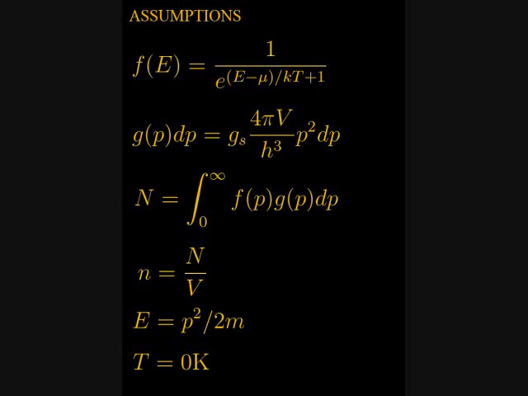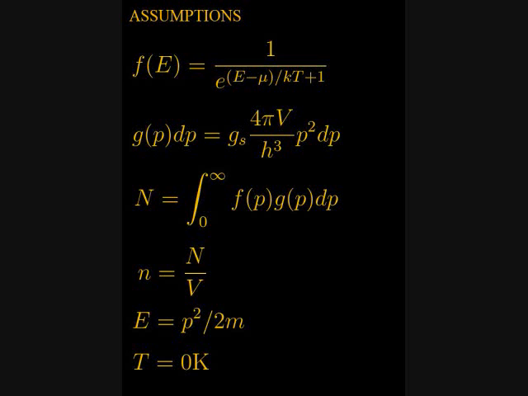We will make the following assumptions. First, since we have a gas of fermions, we're going to assume that the fermions have a fermion distribution function, f of E, where f of E is basically the fraction of states with energy E that are occupied by fermions. And as you can see, that's 1 over e to the energy minus chemical potential over kT plus 1. And that was derived in a previous video.